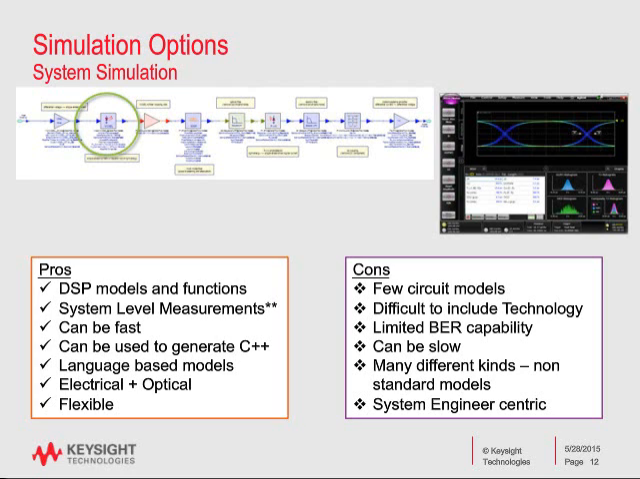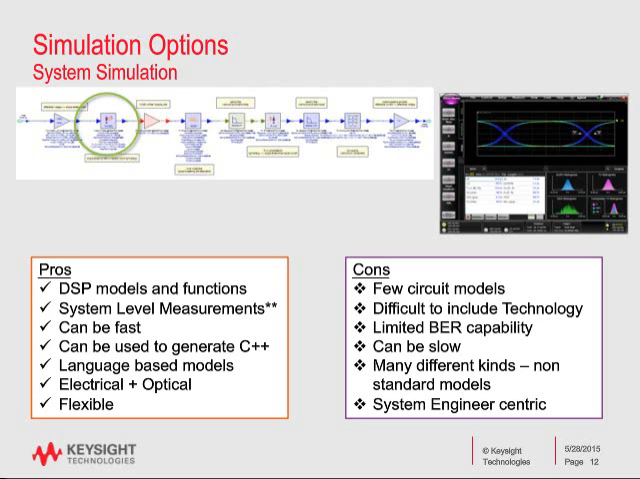It can be fast, depending on the modeling. A nice thing here is that it can be used to generate C++, and we'll talk about that more in detail later on as one of the vehicles for modeling. Yes, it can work with language. You can deal with electrical and optical because essentially this type of engine really is dealing with numbers rather than particular voltages and currents. And it's very flexible.